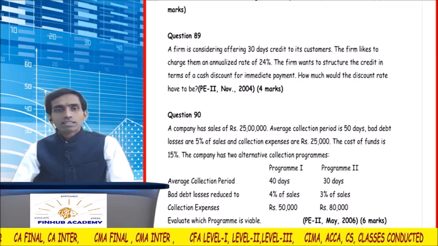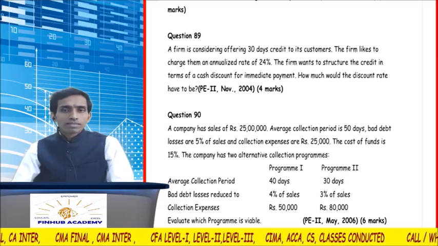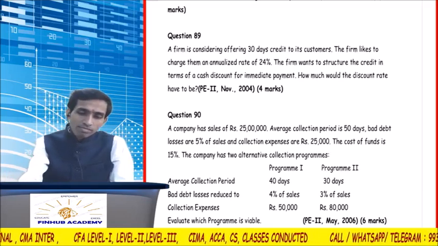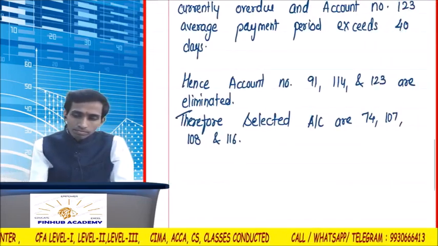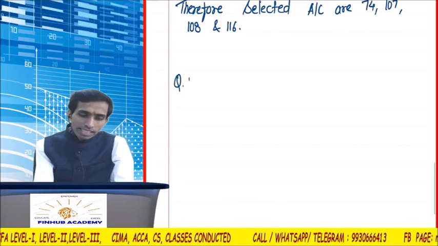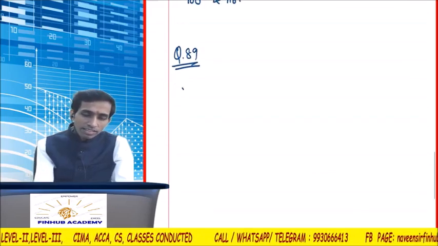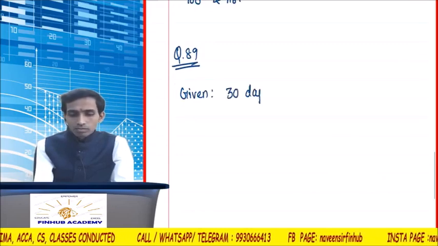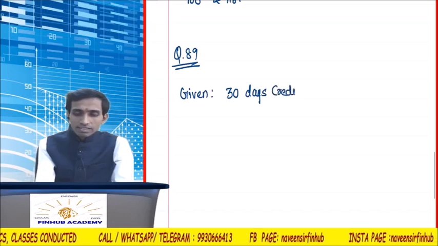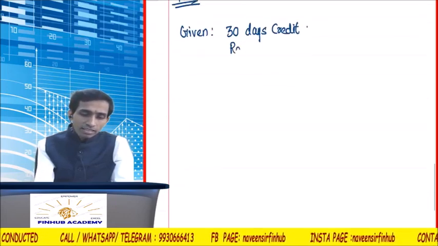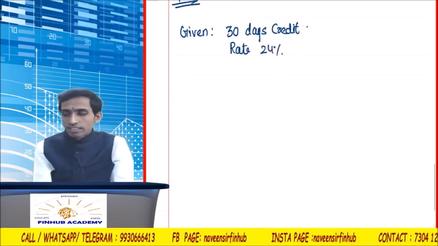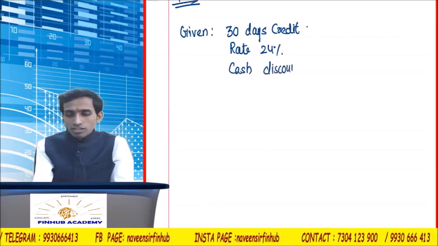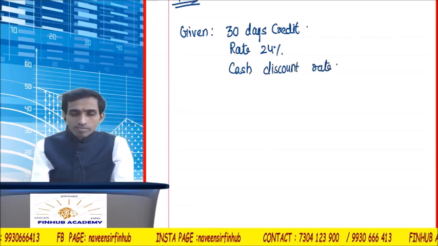Yes, Sam was saying something. Okay, same thing. So let me tell you something. Listen, the question is clear, right? Given 30 days credit. What is given? 30 days credit is given. Rate: 24% interest rate. You have to calculate the cash discount rate.